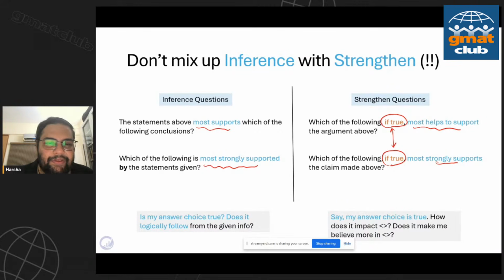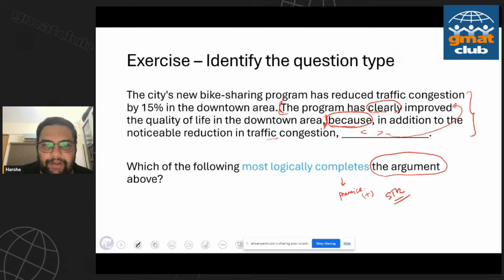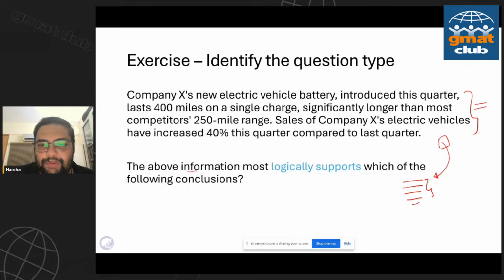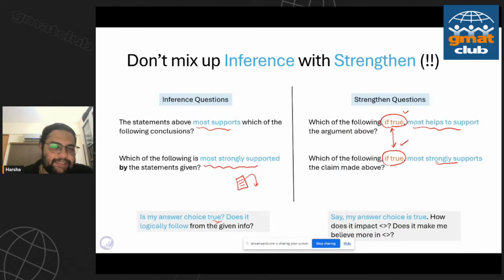Remember what your correct answer choice must do in an inference question. You have some information, and you're trying to figure out what is true. Your answer choice should be something that logically flows as true. So you're trying to identify if your answer choice is true or not. Whereas if you look at strengthen questions, you will usually see this phrasing. Even in the question I presented, you'll see this phrasing very often. I'm not saying it's always the case, but this is a good way to approach this if necessary.